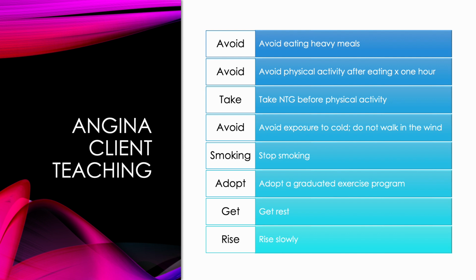They need to get plenty of rest. They need to rise slowly because they're usually on medications like nitrates. There are some long-acting nitrates they can take as well. And as you know, when people take medications that cause vasodilation, they can get orthostatic hypotension when they rise.